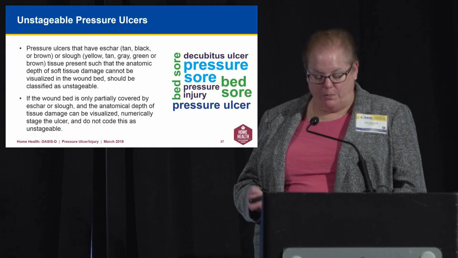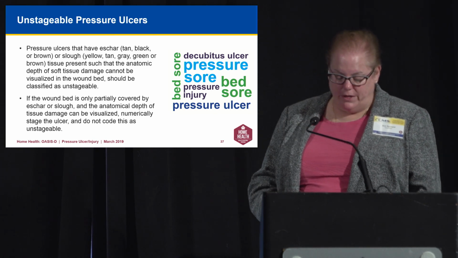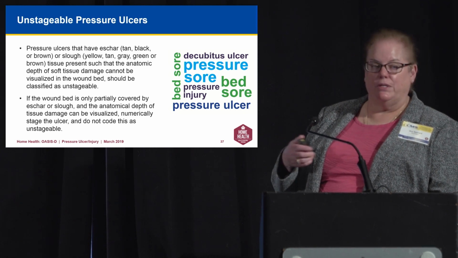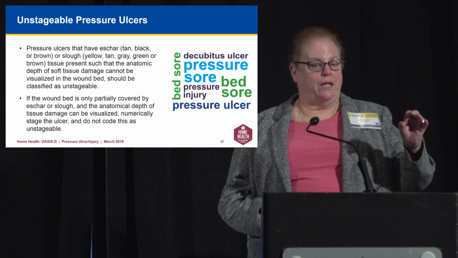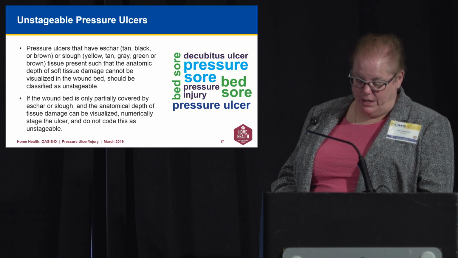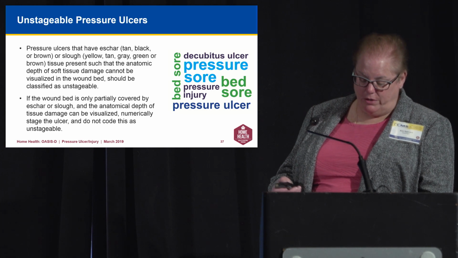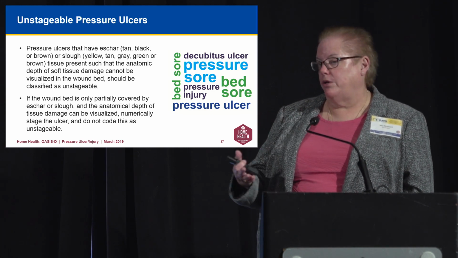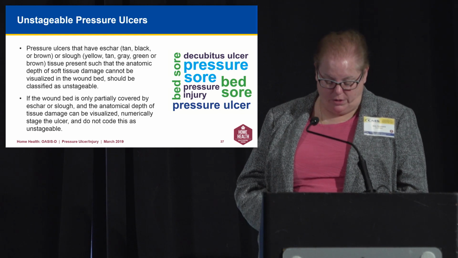If the wound bed is only partially covered by the eschar or slough and the anatomical depth of the tissue damage can be visualized, so that example in the stage 4 where I'm looking at it and I can see bone, okay, we know it's a stage 4. Then you want to numerically stage it and do not code it as unstageable. So if it's very clear what you're dealing with, then you can go ahead and code it.